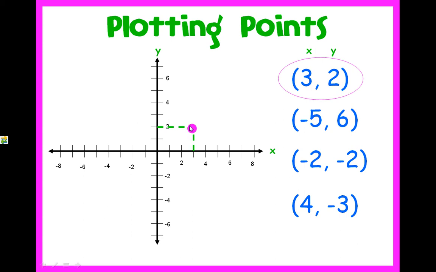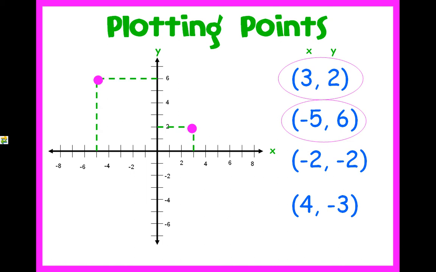Looking at our next example, negative 5, 6. We're going to first move left across the x-axis because it is negative. So we're going to move to that negative 5 here. And as you notice, I have already drawn this dotted line up to 6, so it will make it easier on this example. So we're moving to the left, negative 5, and then we are moving up to the 6. And the point that they meet will be right there.